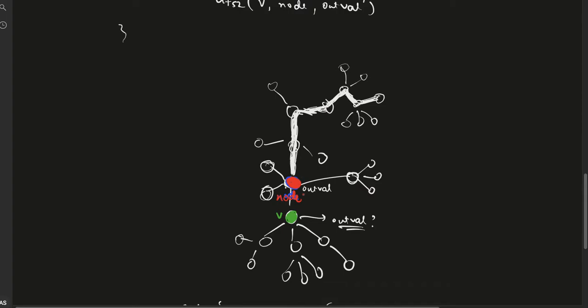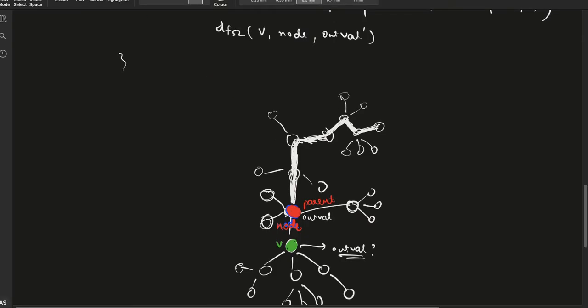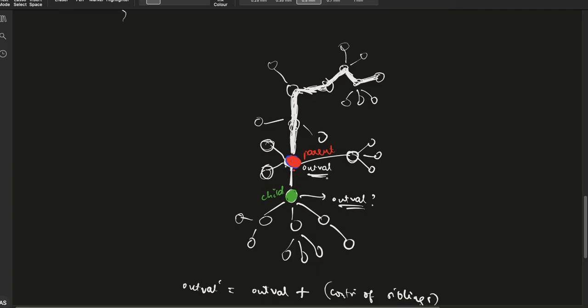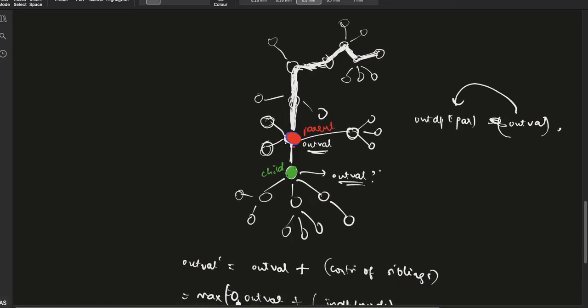Okay, and now if we know the out val of a parent, let's say this is the parent and this is the child. We know the out val of the parent from out DP pair, that is, out val is equal to out DP pair. So how do we calculate the out val for the child? Out val dash is what?